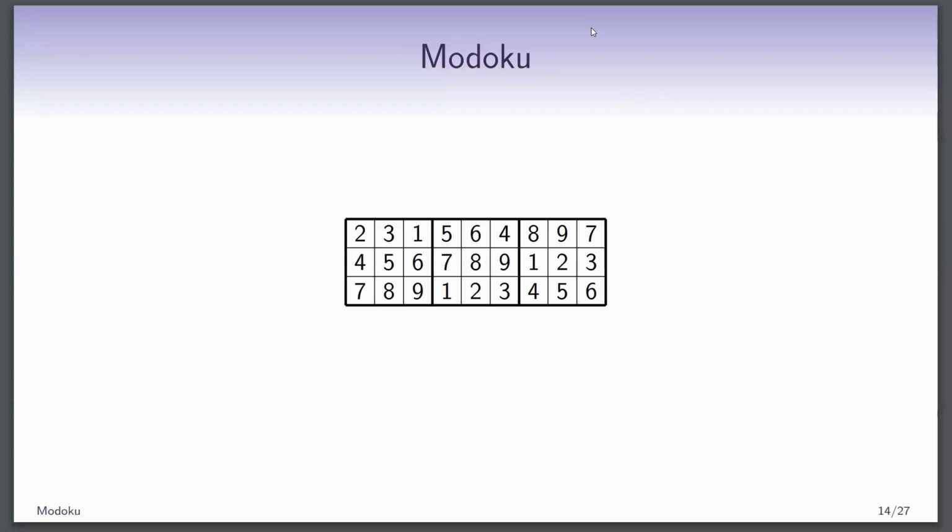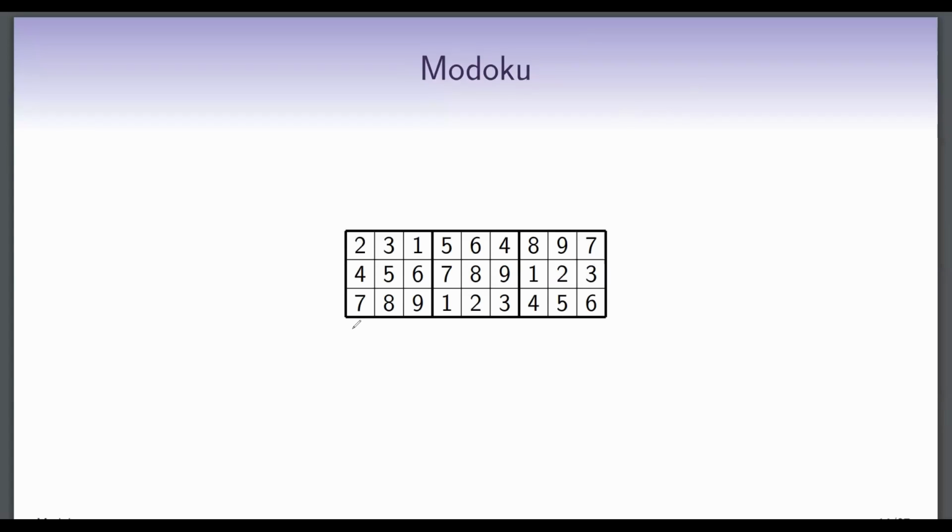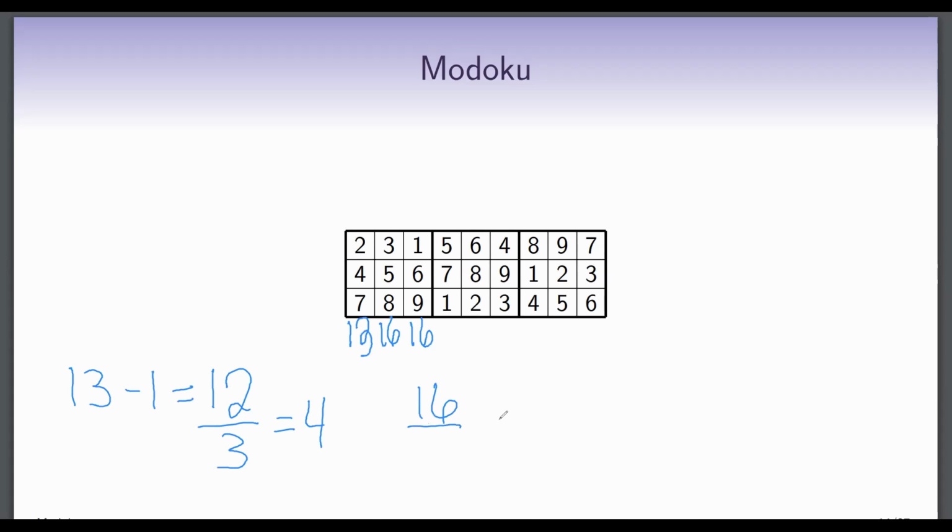Now let's take a look at this grid. 2 plus 4 plus 7 is equal to 13. 3 plus 5 plus 8 is 16. And 1 plus 6 plus 9 is also 16. When dividing these all by 3, you have a remainder of 1, since subtracting 1 from each of the sums gives you a multiple of 3. For example, 13 minus 1 is 12, and 16 minus 1 is 15.